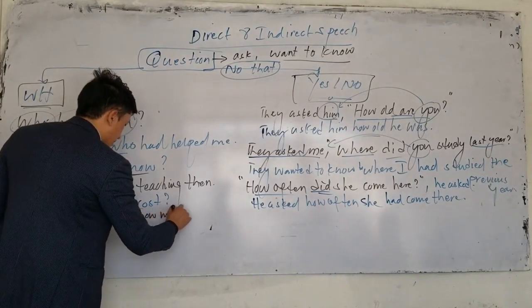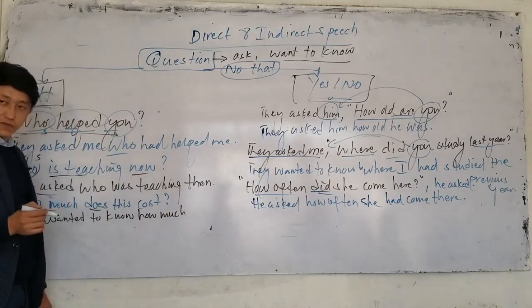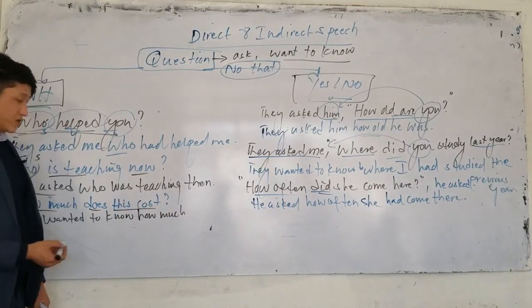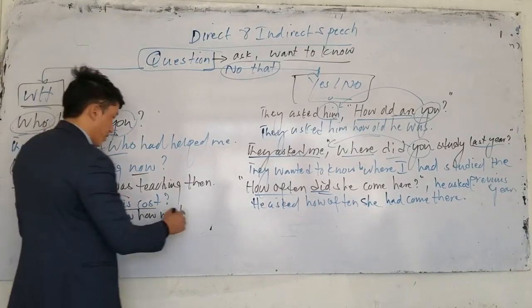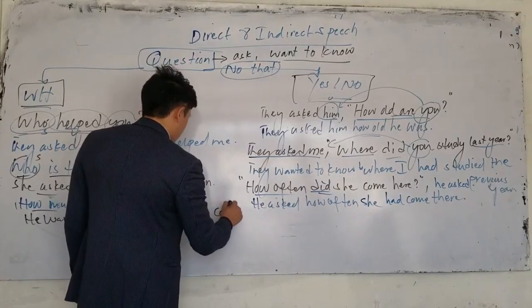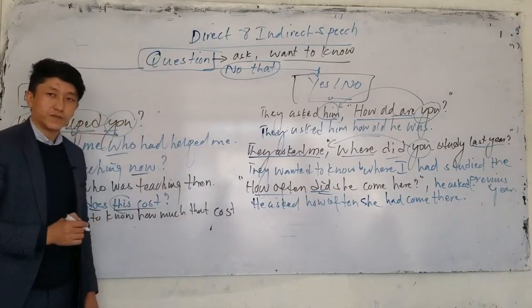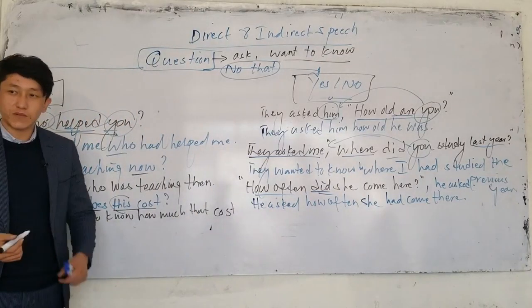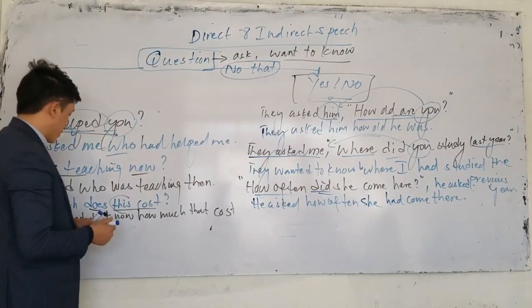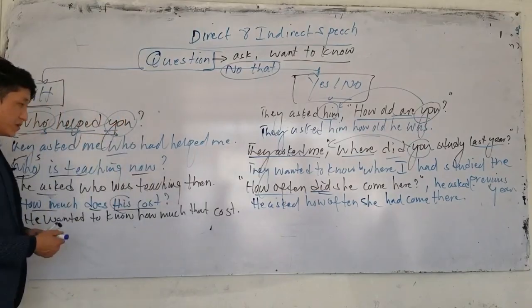Simple present tense. What do we say after the subject? What is the subject here? This. So this changes to what? That. How much that what? Cost. What is the past form of cost? Past form of cost is what? Cost. So here, this is how we can change it. He wanted to know how much that cost.